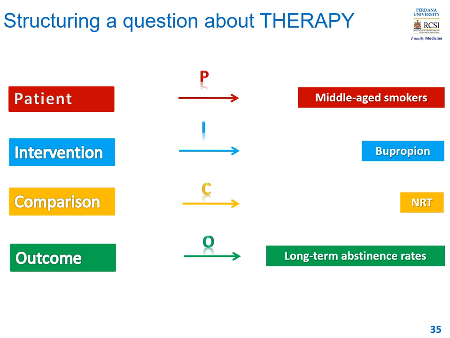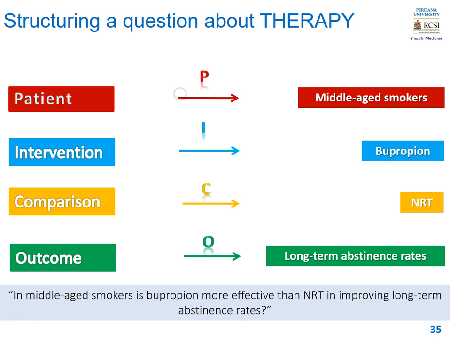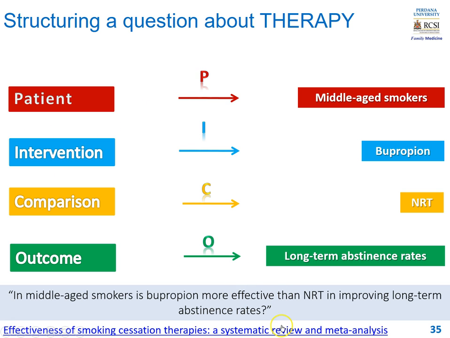Specifically, you want to look at long-term abstinence rates. These are usually about 6 months in duration. So the question then, when it's clarified and structured, becomes, in middle-aged smokers, is bupropion more effective than NRT in improving long-term abstinence rates? And in fact, on the PowerPoint later on, you can look at this, and this is a systematic review looking at effectiveness of a variety of smoking cessation therapies.